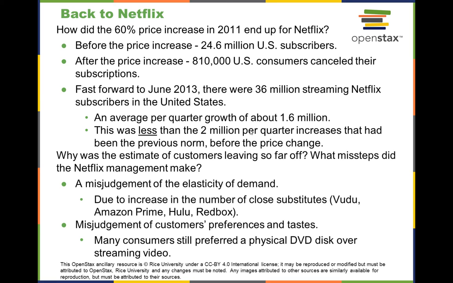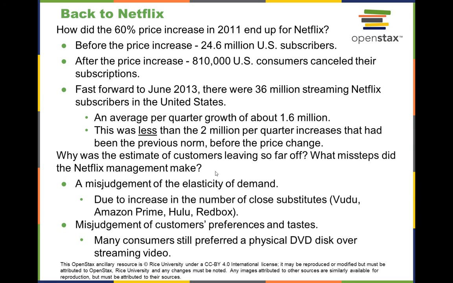What it is important to look at, though, is something else. Isn't necessarily the quantity demanded from year to year, but the growth rate that was happening. So an average per quarter growth of about 1.6 million people, that was less, and that's after the price change, than the 2 million per quarter they were seeing originally before they raised their prices by 60%. So when we look at the quarterly growth, we can see that in fact it is a more elastic product. People are not willing to sign up for it as much anymore because of the price change.